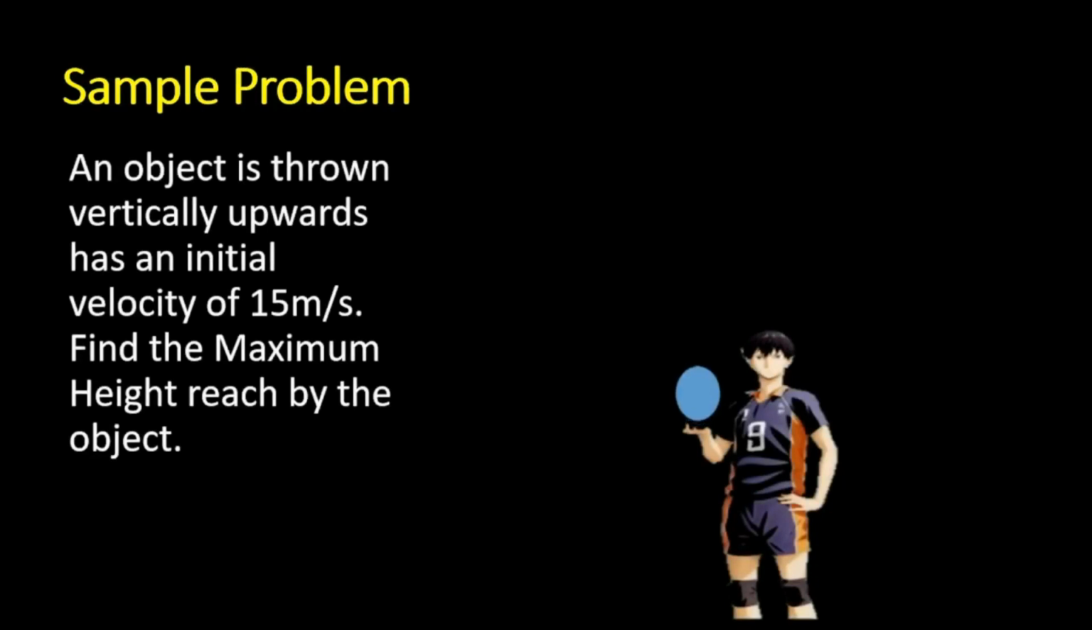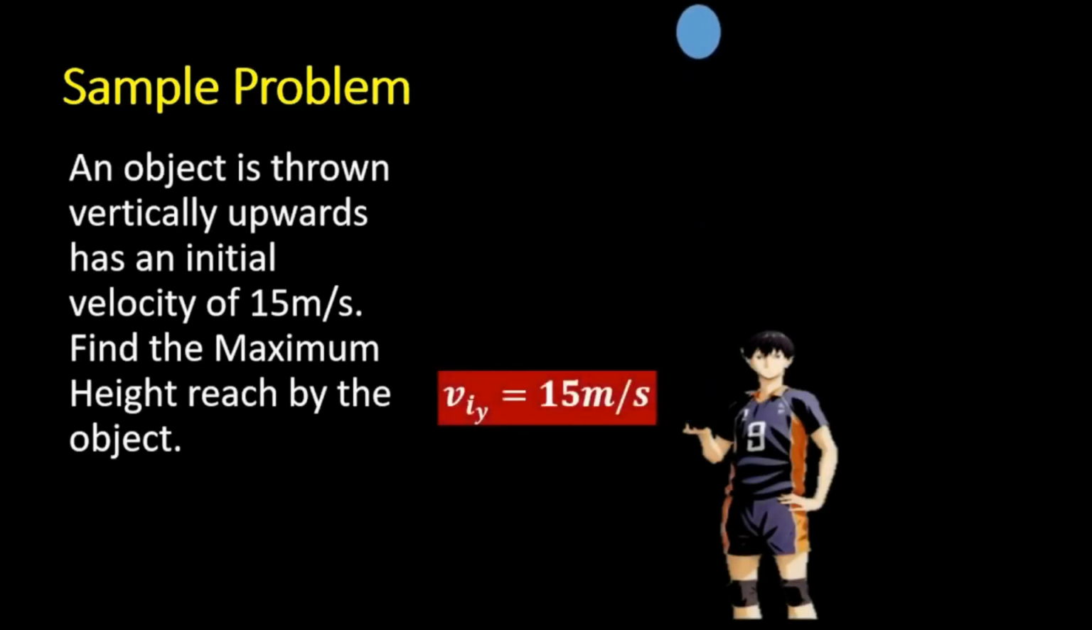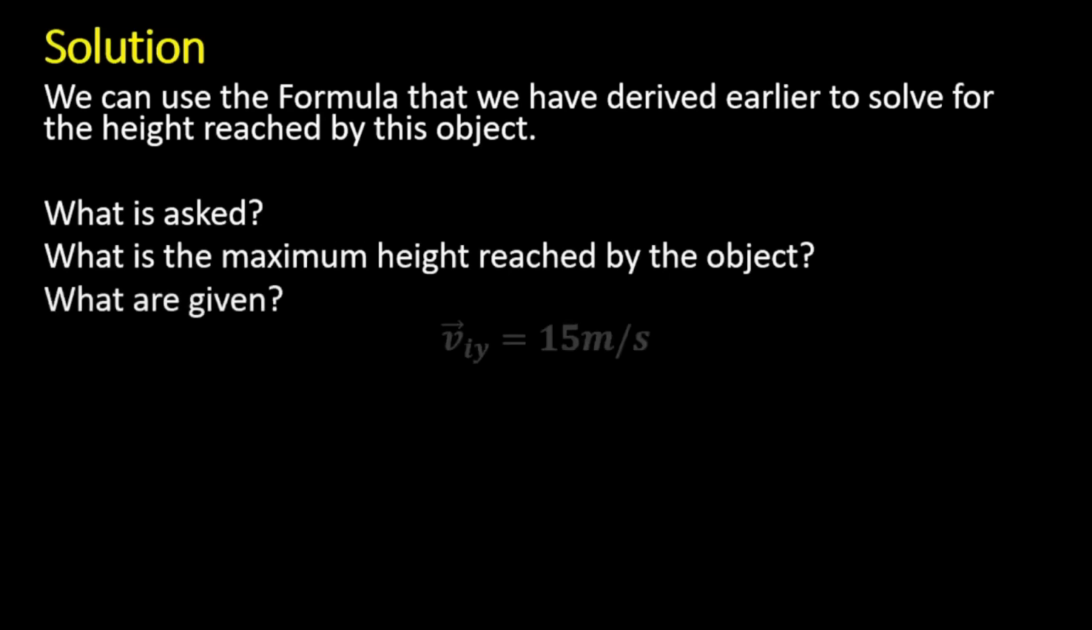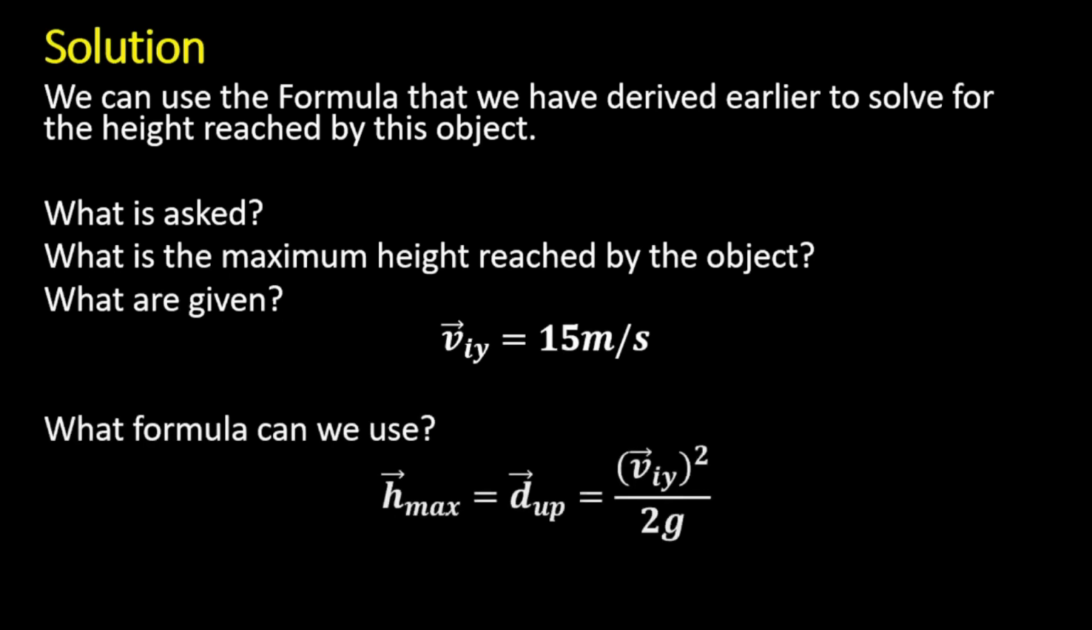Sample problem. An object is thrown vertically upwards, has an initial velocity of 15 meters per second. Find the maximum height reached by the object. Solution. We can use the formula that we have derived earlier to solve for the height reached by this object. We have here, initial velocity along the y-axis is equal to 15 meters per second. We can use maximum height, h max or d up, is equal to initial velocity squared, divided by 2 times g. Plug in the values to the formula.